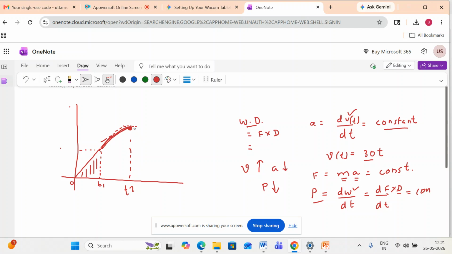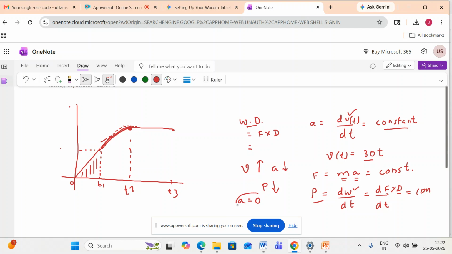The next phase is called free run. That is from t1 to t3, where the train moves at constant velocity. And when it moves with constant velocity, the acceleration is zero.